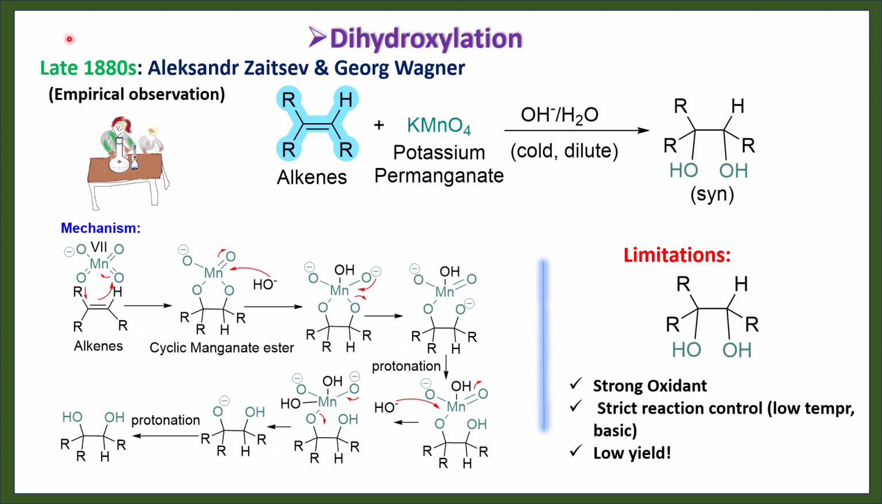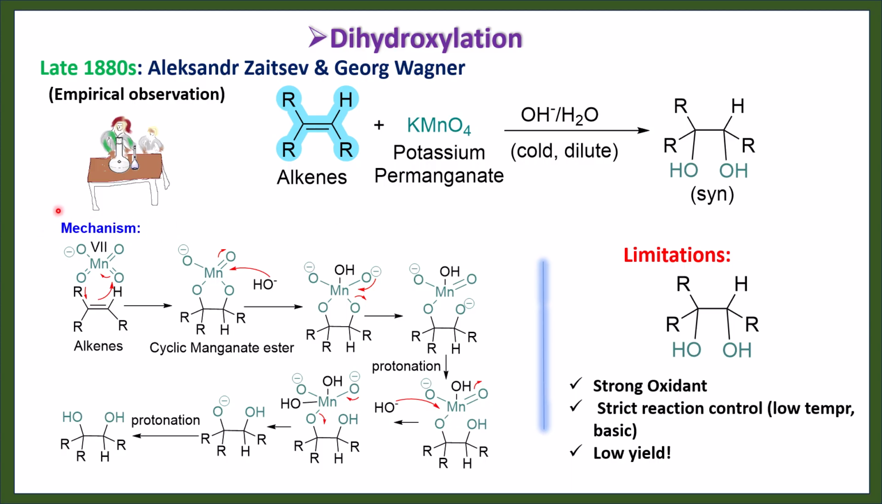Now we will discuss dihydroxylation reactions. In the late 1880s, Alexander Zaitsev and George Wagner empirically observed that when using potassium permanganate in alkene oxidation under a slightly milder condition, changing the temperature from hot to cold, with dilute alkaline condition and low potassium permanganate concentration, syn dihydroxylation products are observed as the major product. Now how does this happen?